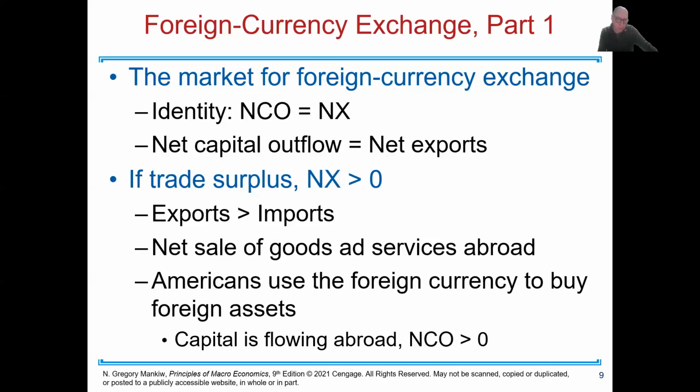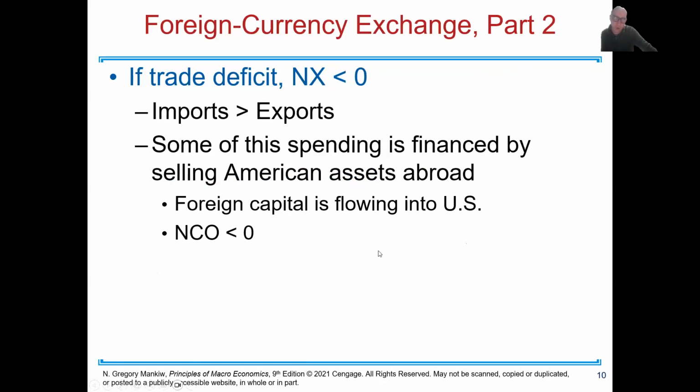When the capital, the money, is flowing abroad in other countries, US dollars in other countries, the net capital outflow is greater than zero. All these things together mean we have a trade surplus, which we don't have here in the United States. We currently have a trade deficit. Our imports are greater than our exports. This means our net exports are less than zero.